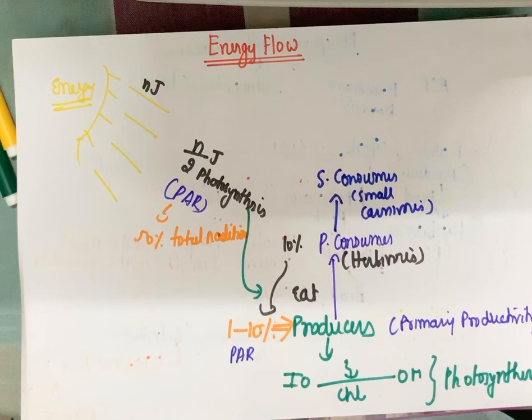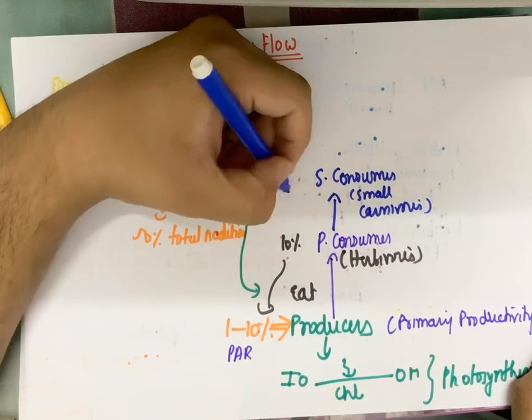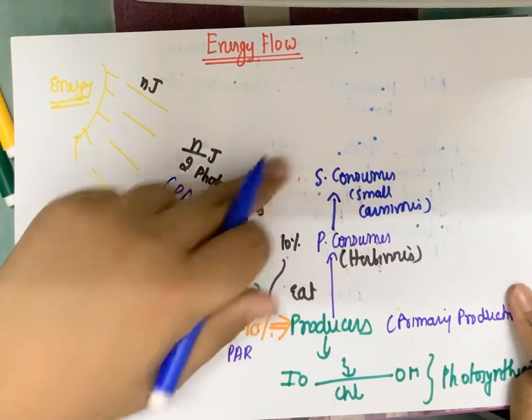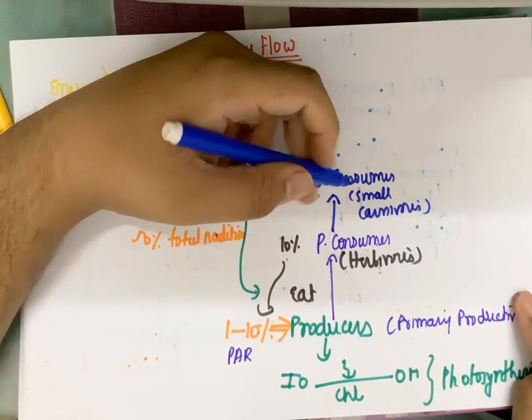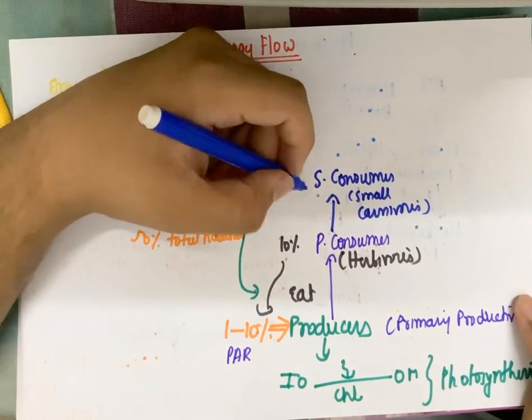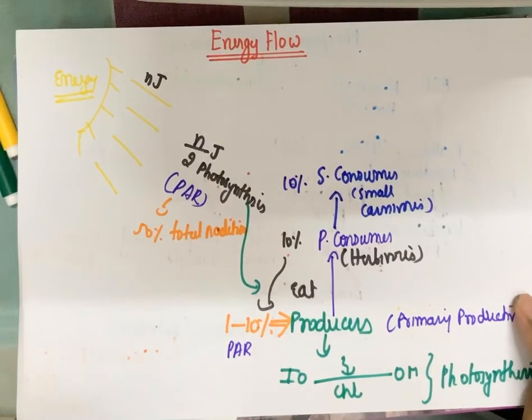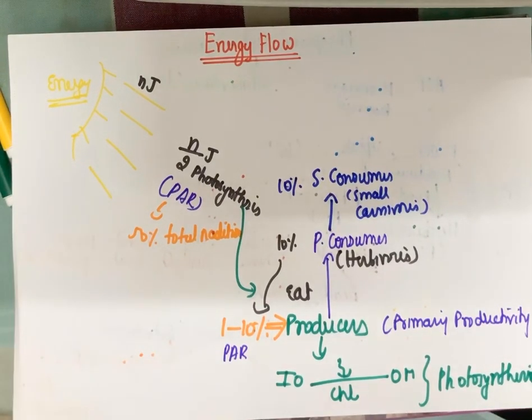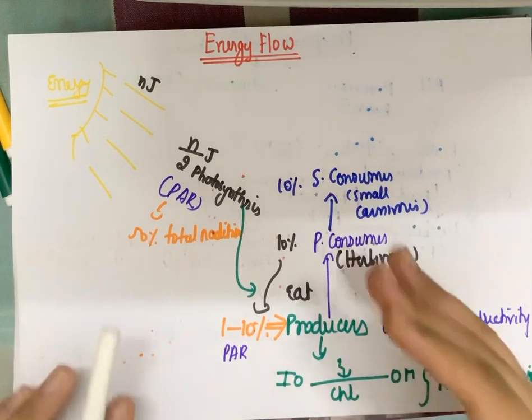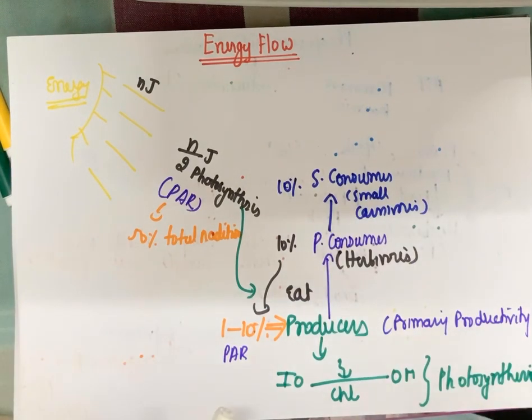For example, the jackals, dogs, wolves, hyenas, these are all small carnivores. Wild cats, they will eat these herbivores, and what will happen? Again, the energy will transfer from the herbivores to what? To the small carnivore. How much? Again 10%.